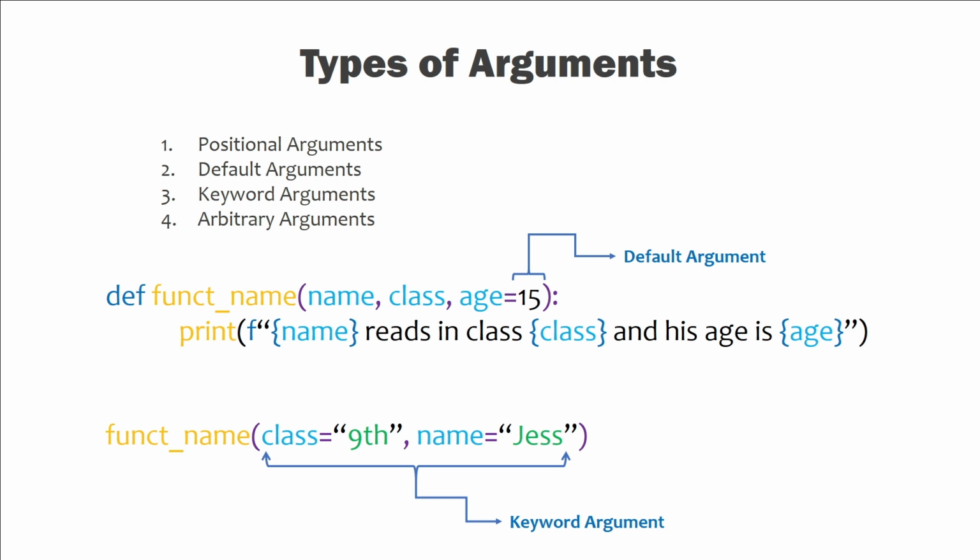So as you can see in this example, in function calling, we are first passing the value to the class variable by explicitly defining the variable name, and then we are passing the student name to the name variable. And finally, we have the fourth argument type, and that is arbitrary arguments. And for now, you don't need to understand what arbitrary arguments are, because the concept of args and kwargs is a little bit different from the rest of the arguments, and we will discuss it in the upcoming lectures in detail.